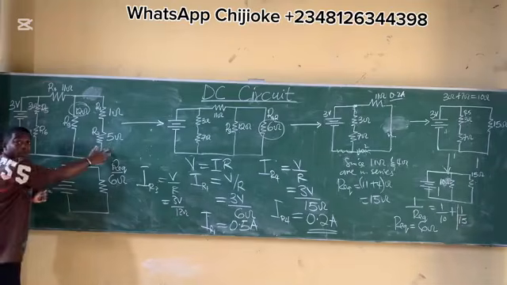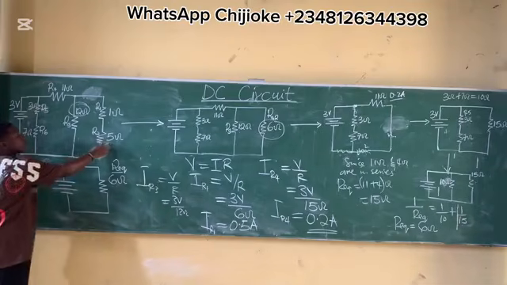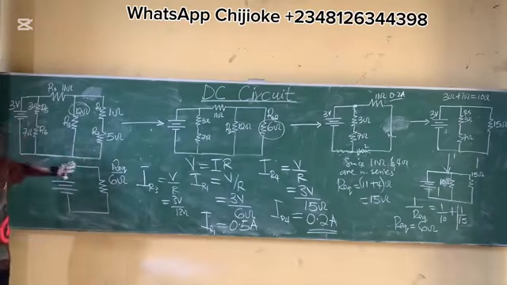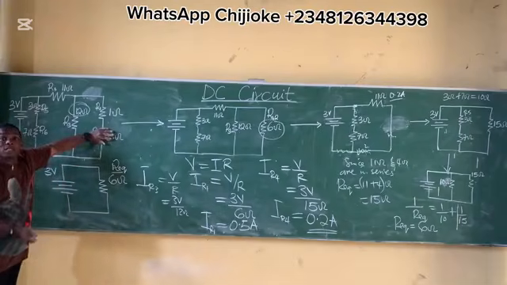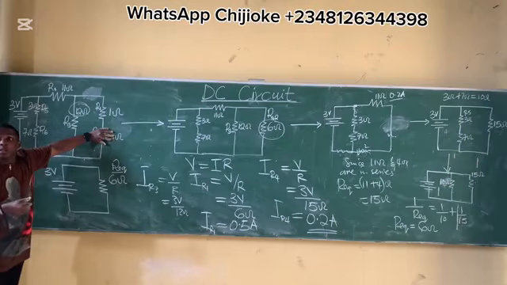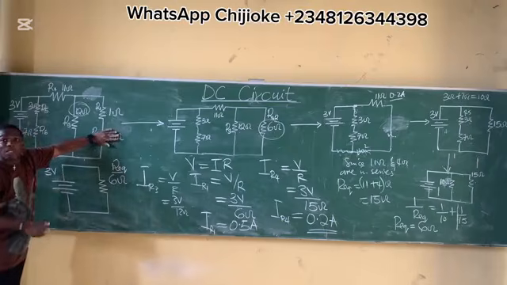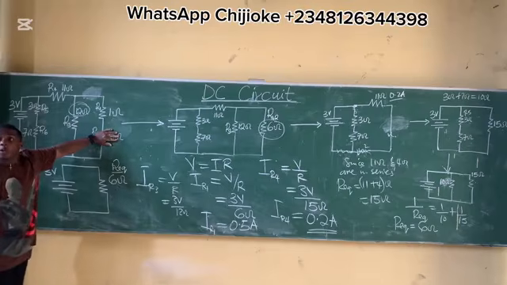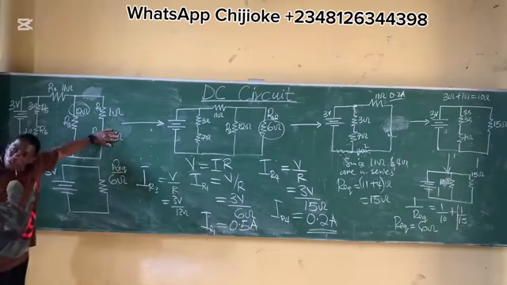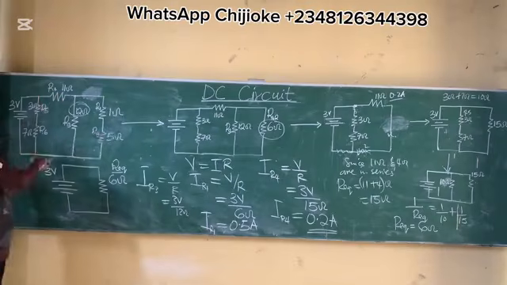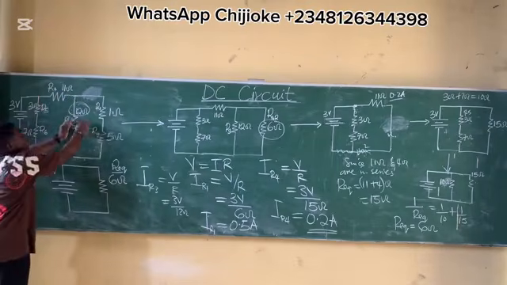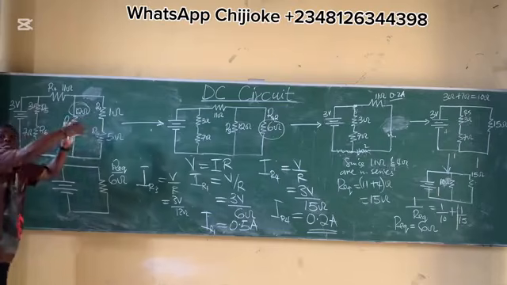Not 5. Please listen up. If there was no 5 ohms resistor here, which one will I take first? 1 and 11 or 1 and 12? 1 and 12. This 11 is on that section. This line is telling you that this is the first part, the first section to take.